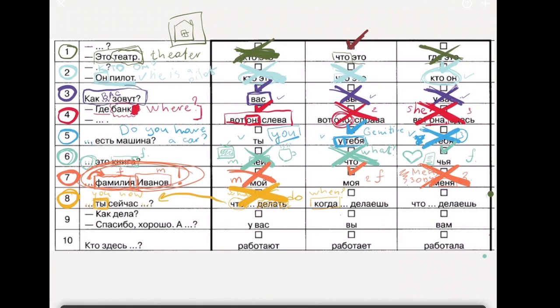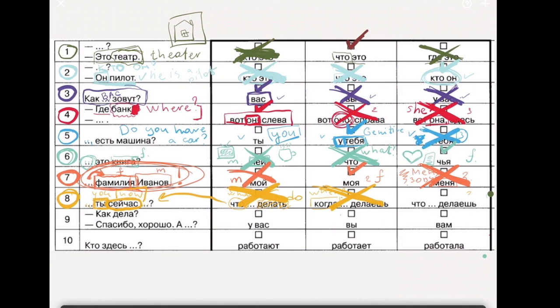So number 2, you see we have the word когда, when. So let's apply it. Когда ты сейчас. Wait a second, it's not working already because we already know that he is doing it now. Сейчас. So what's the point asking когда? When are you now doing? It doesn't make sense. We already know when, so no.